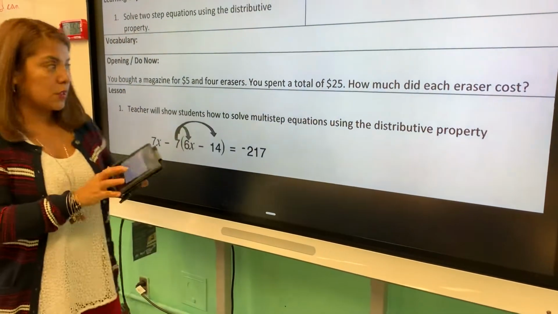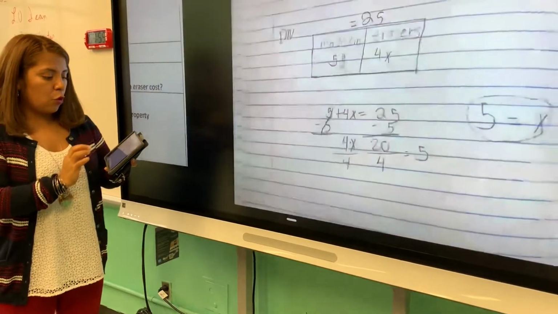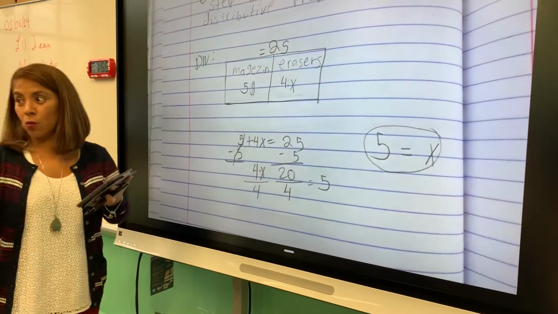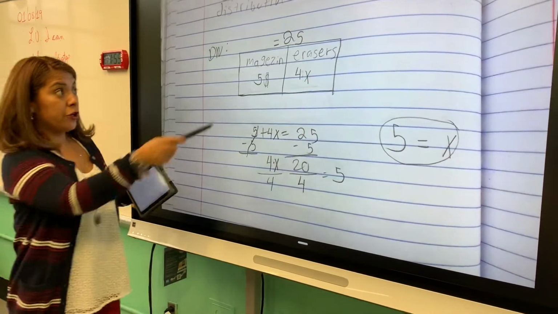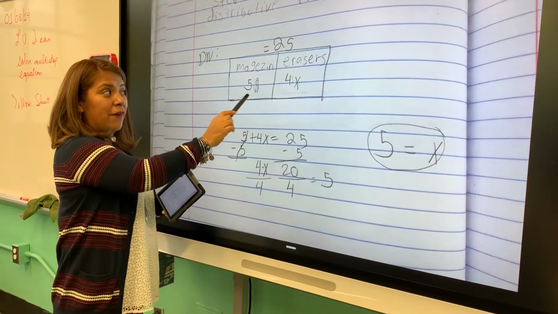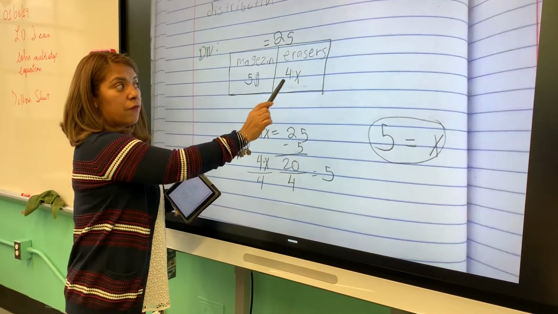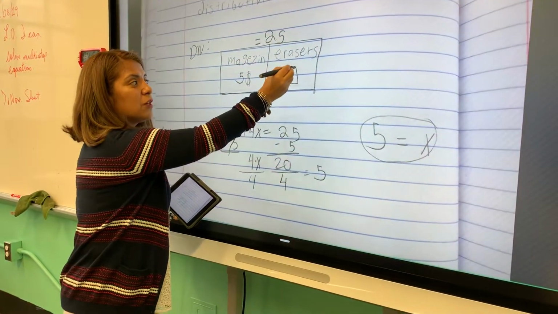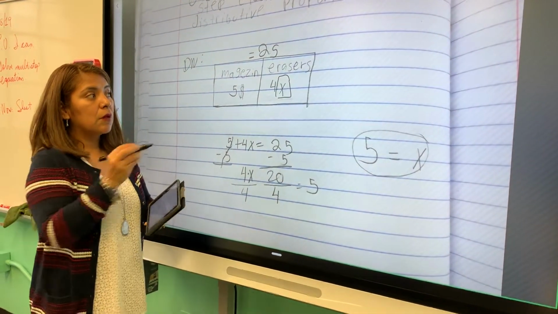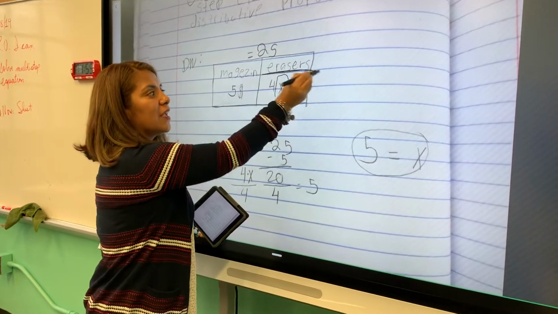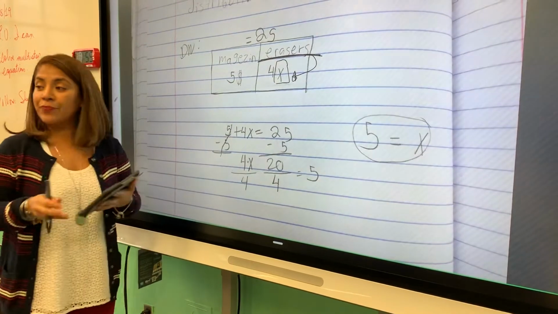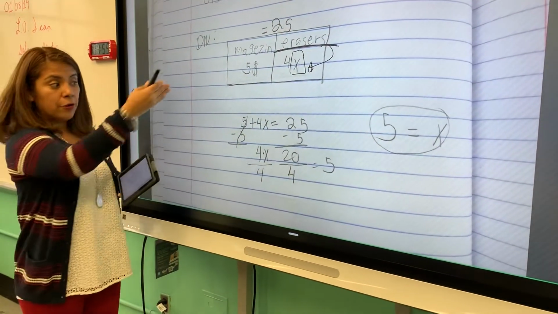So I'm going to show you something that you already have learned. I'm going to show you the first one here, some of your classmates' work. This is pretty good. A total of $25. The magazine for $5. Erasers, there were 4. But what was the question asking? Can you please read the question again? How much did each eraser cost? $4. Is that right?